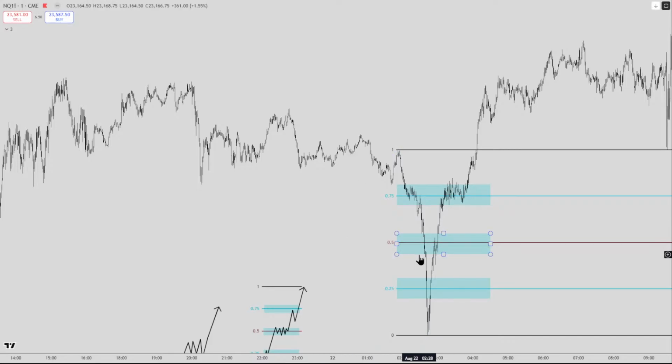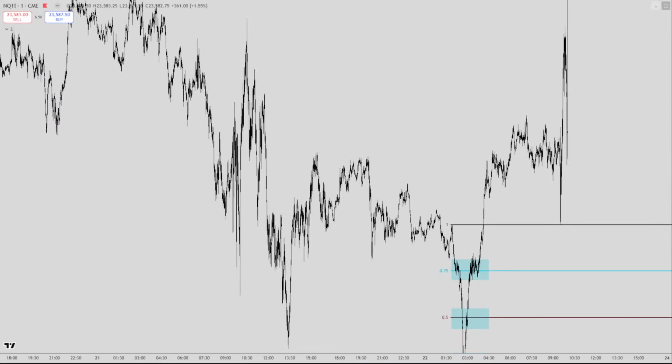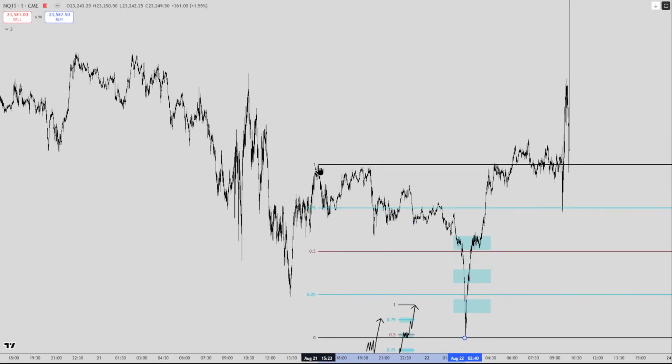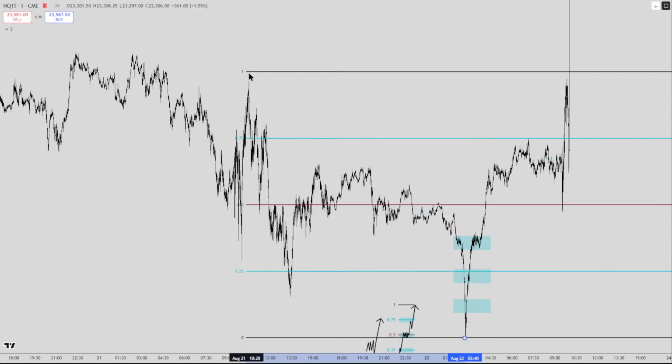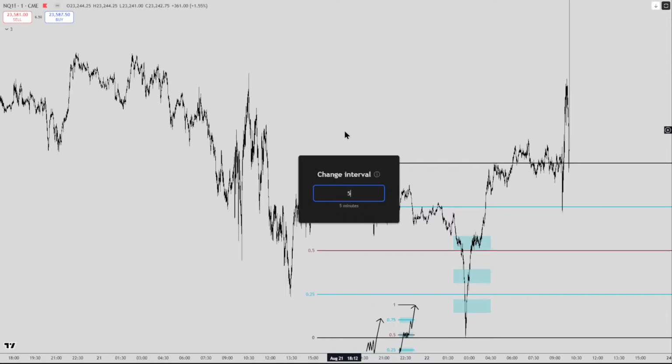So this was the 22nd of August. Everyone was really heavily bullish on the 22nd of August. So you could have looked at this as your implied dealing range high. Or this. I mean, that's a stretch, but you could have looked at this. Put that on a 5 minute chart.